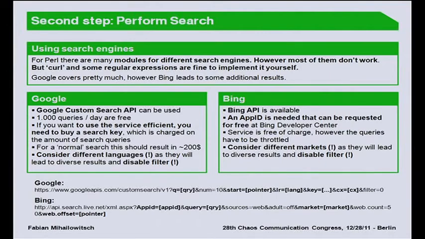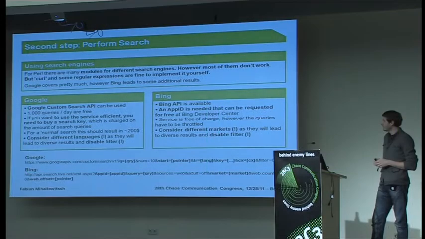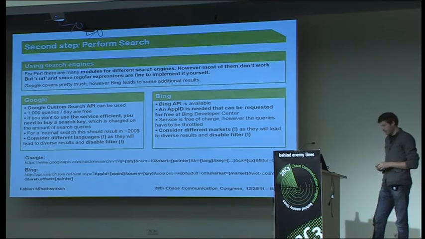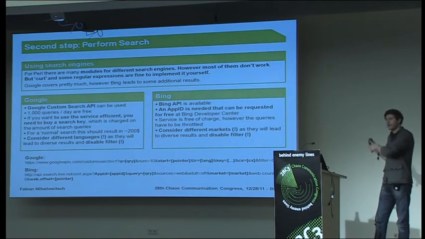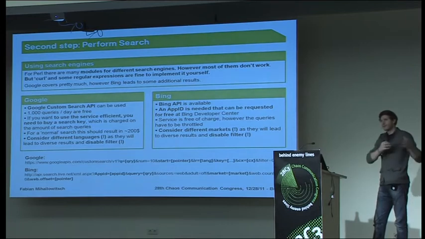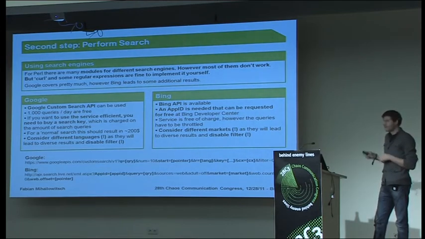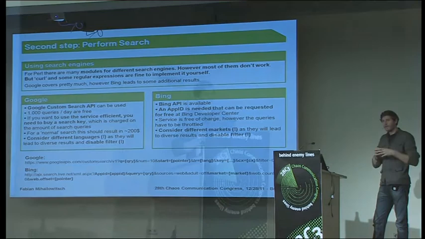One important thing you have to consider when implementing is different languages. If you search for Germany, you will get other results than if you search in Spain. So you have to search in different languages to get all the results you want, and you have to disable filters, so that Google doesn't just remove some of the results.